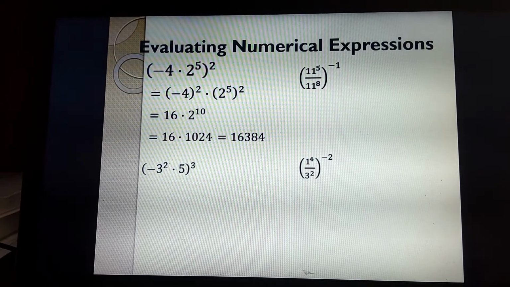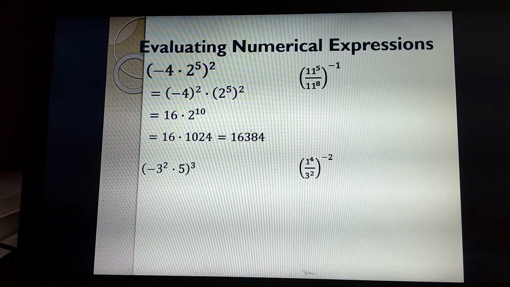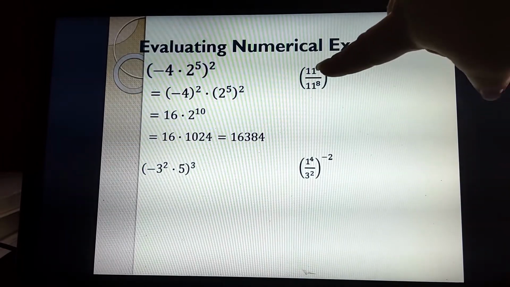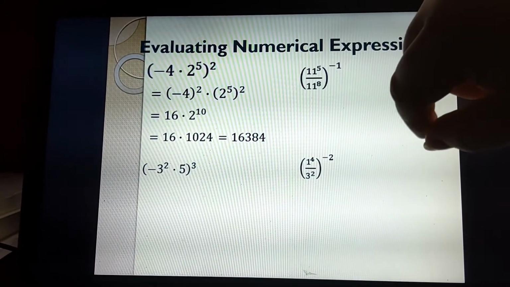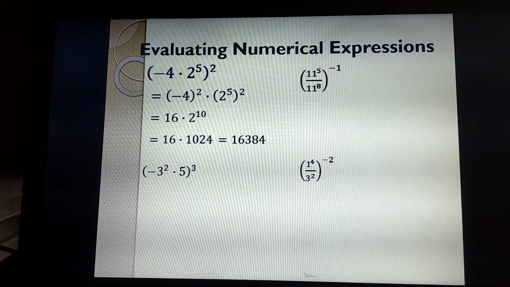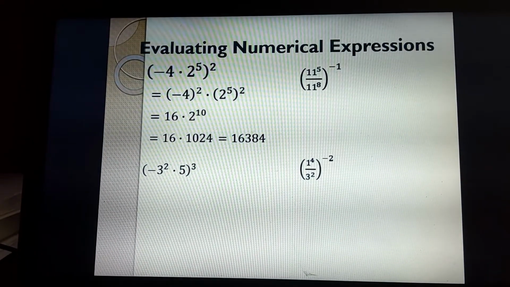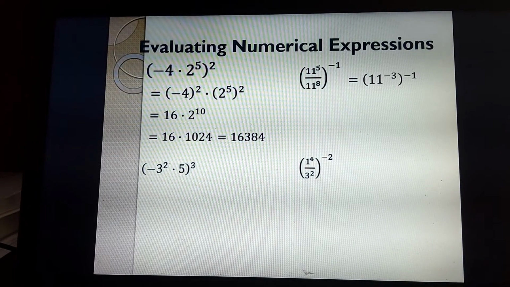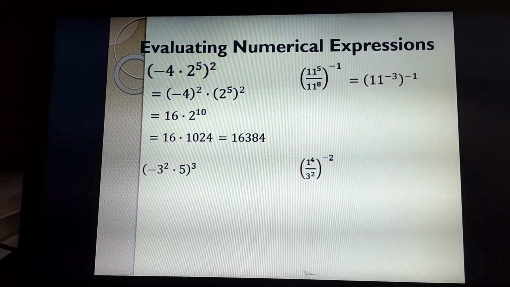Okay, the problem to the right, we have 11 to the 5th over 11 to the 8th, all to the negative 1 power. I would start inside the parentheses. Inside the parentheses, you have 11 to the 5th over 11 to the 8th. You've got the same base being divided. That means keep the base, subtract the exponents. So 5 minus 8 is 11 to the negative 3. And then on the outside, you still have this negative 1.